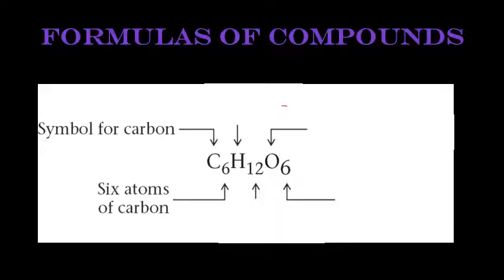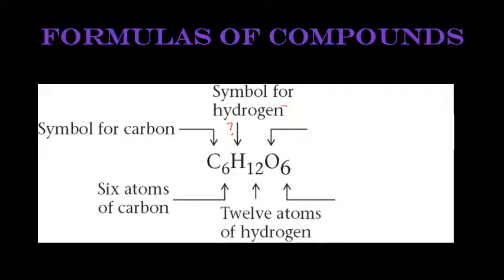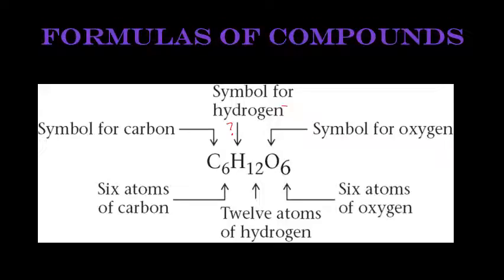So then our next question is, what was this? Well, if you said that's hydrogen, you are right. How many hydrogens are there? There's 12 atoms of hydrogen in one glucose molecule. And then of course here we have oxygen. And glucose has 6 atoms of oxygen. See, it's easy to count.